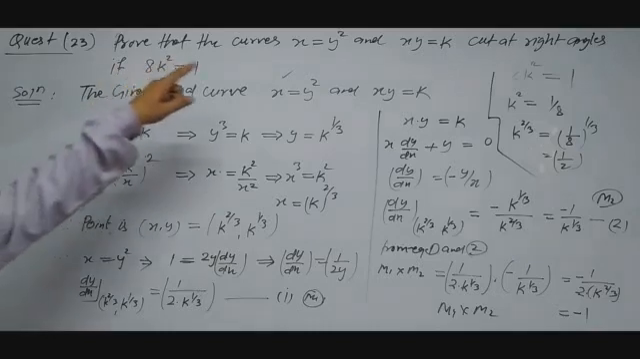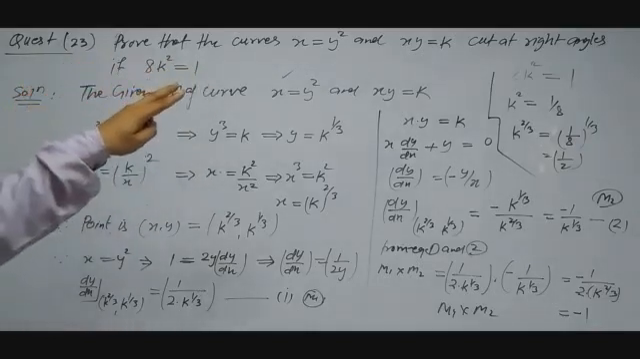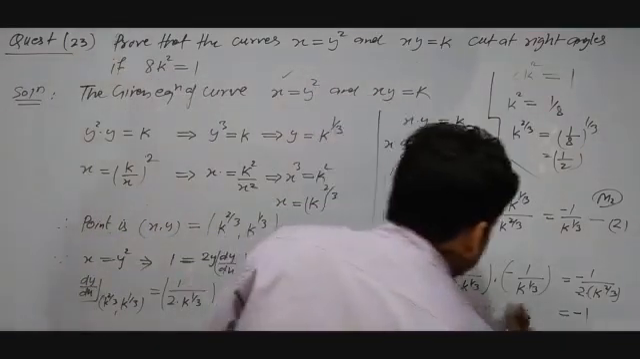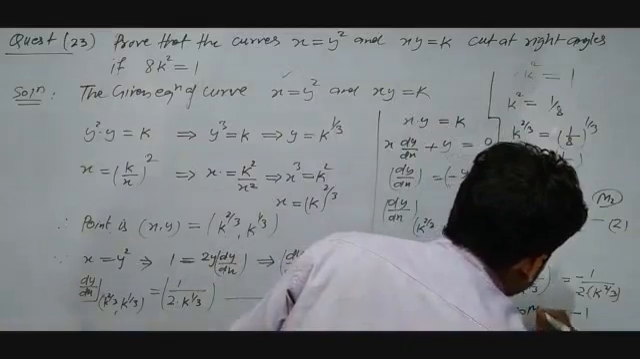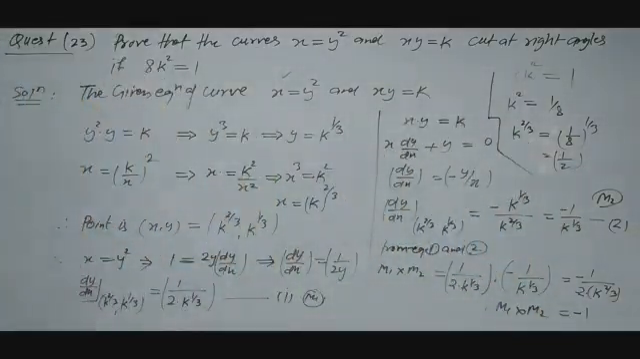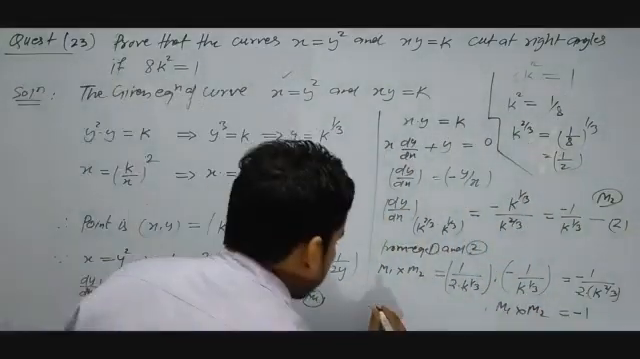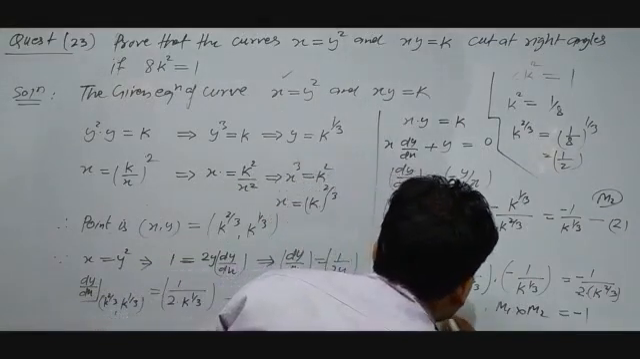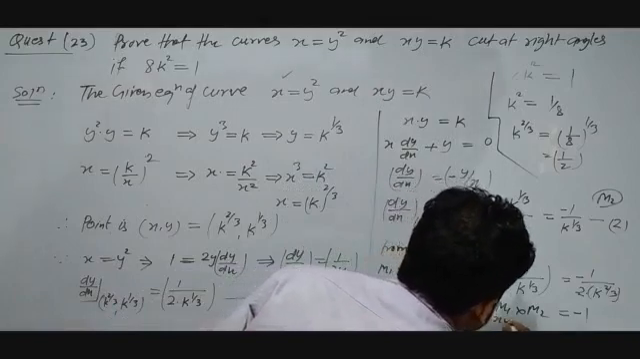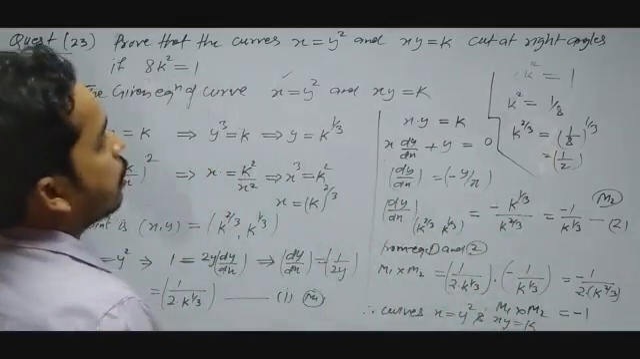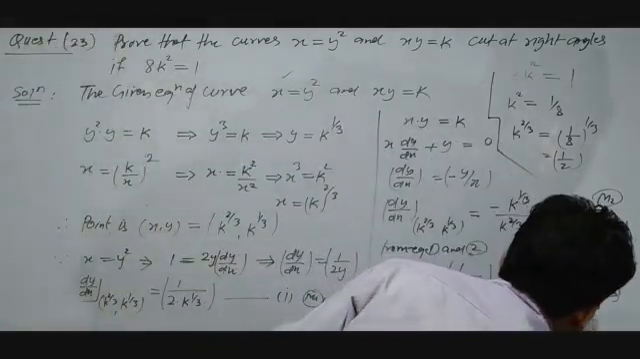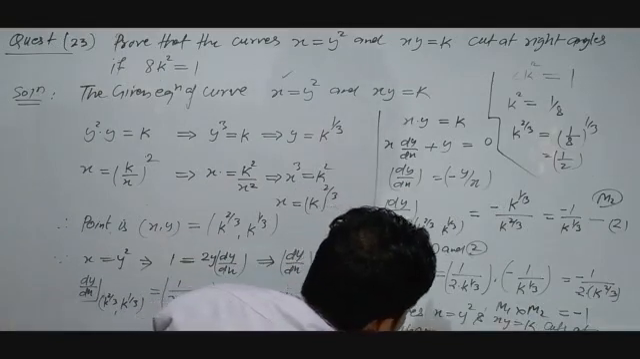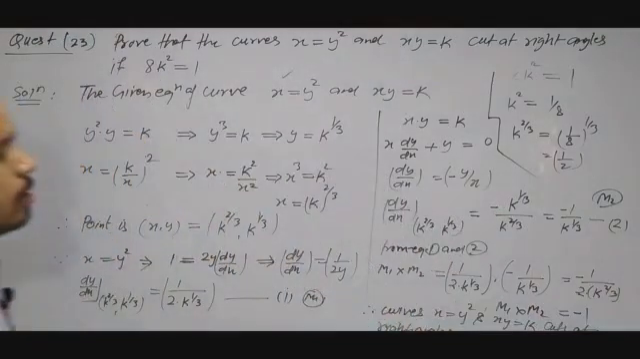This shows that the curves y is equal to x square, x is equal to y square, and xy is equal to k cut at right angles. So you can write, therefore, the curves x is equal to y square and xy is equal to k cut at right angle. Now this is the proof.